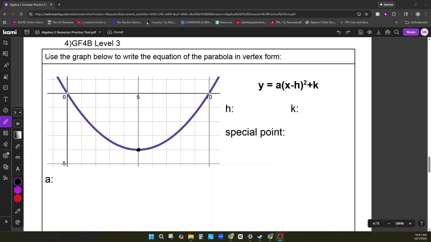Looking at number 4, it says use the graph below to write an equation of the parabola in vertex form. So I'm given a graph this time, and now I need the equation. So in this case, I'm going to start by identifying what my vertex is because I'm given vertex form. So that's going to be (5, -4). So my vertex is going to be (5, -4), which means my h and k are going to be 5 and -4.